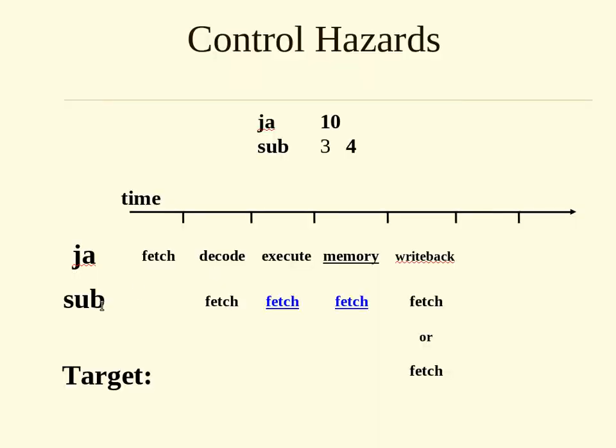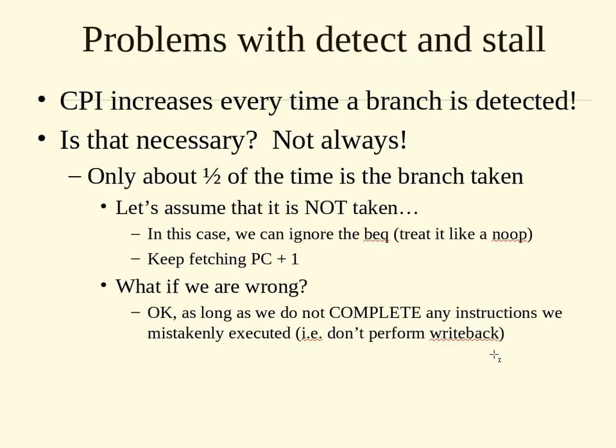So for example, the subtraction, you jump. Once it's in fetch, you fetch subtraction, and then once write back happens, you either fetch from subtraction or where the target is, and you fetch that one instead. Okay, that does work. CPI increases every time a branch is taken. Is that necessary? Not always. Only about half the time the branch is taken.